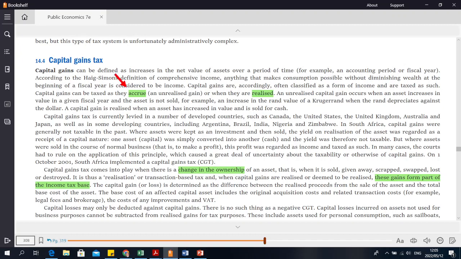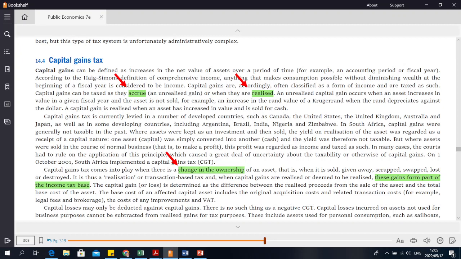So some countries would have an accrual system where, whether you sell the asset or not, if it increases in value, you may have to pay tax on that. Fortunately, we don't have that. We have the system where as soon as you get rid of an asset, you have to report on the increase in the value of the asset, and you pay a capital gains tax on that. So it's only when ownership is changed. Even if you give something away, that's interesting, isn't it?